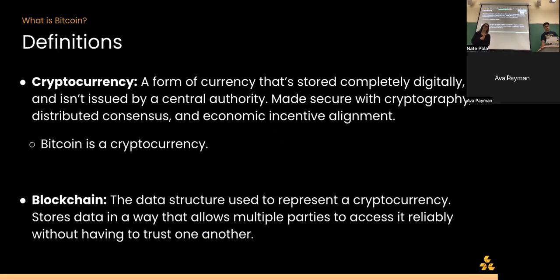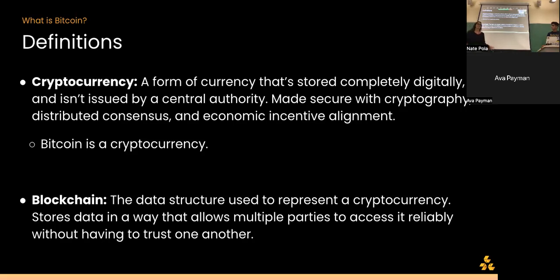I'm going to try to go as fast as I can, but these are some buzzwords that you may have heard, and we just want to give you some running definitions that you can work with. Obviously, we hope that you can come up with your own definitions for these, but just to give you a starting point, we see cryptocurrency as a form of currency that's stored completely digitally and isn't issued by a central authority. Basically that means there's no physical counterpart, there's no gold standard, there's no central bank issuing monetary policy. It's made secure with cryptography, distributed consensus, and economic incentive alignment.